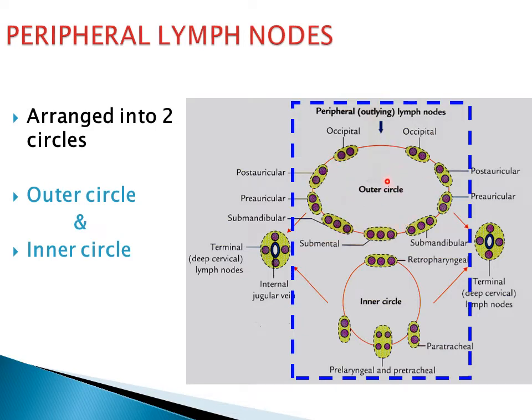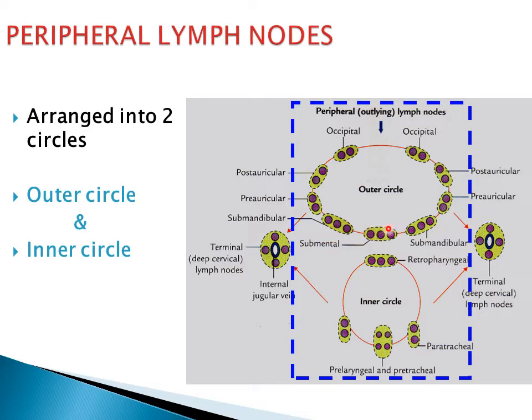So we have two groups, peripheral lymph nodes and deep lymph nodes. We're talking about the peripheral lymph nodes. Peripheral lymph nodes are also arranged into two groups, an outer group and an inner group. What are the outer group? Outer group are the submental, whatever we are seeing in the most periphery at the junction of the head and the neck. So it forms a kind of collar at the junction of the head and neck in a circular pattern, like this from front to behind.